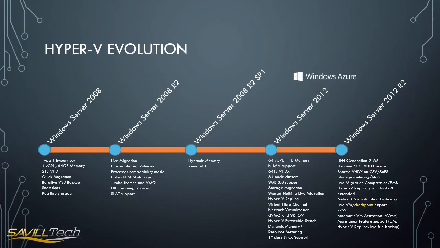And then even better Linux support. Dynamic memory now works in Linux. There's now a live file backup feature in Linux. The Hyper-V Replica IP injection works in Linux. So really just this fantastic set of features.